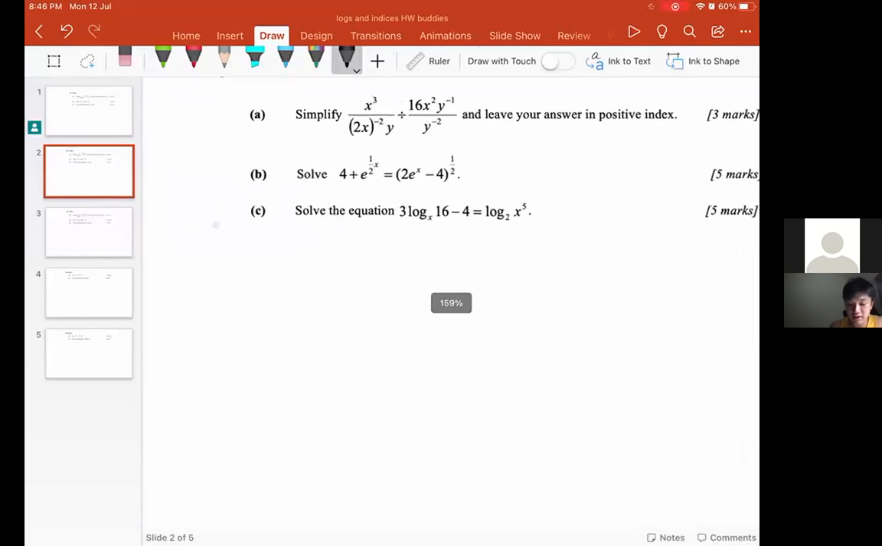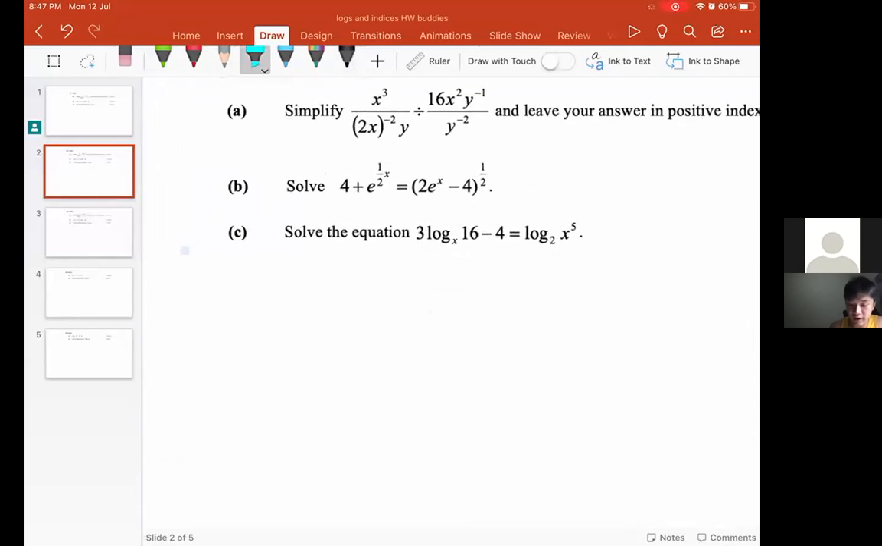So to begin with, we see (4 + e^(x/2)) = (2e^x - 4)^(1/2). Now, immediately from this question itself, I can deduce that there's two different types of powers we're looking at right now, x/2 and x. So probably the best method in my mind right now would be substitution and forming a quadratic equation between them, then solving. So let's just try it out now.